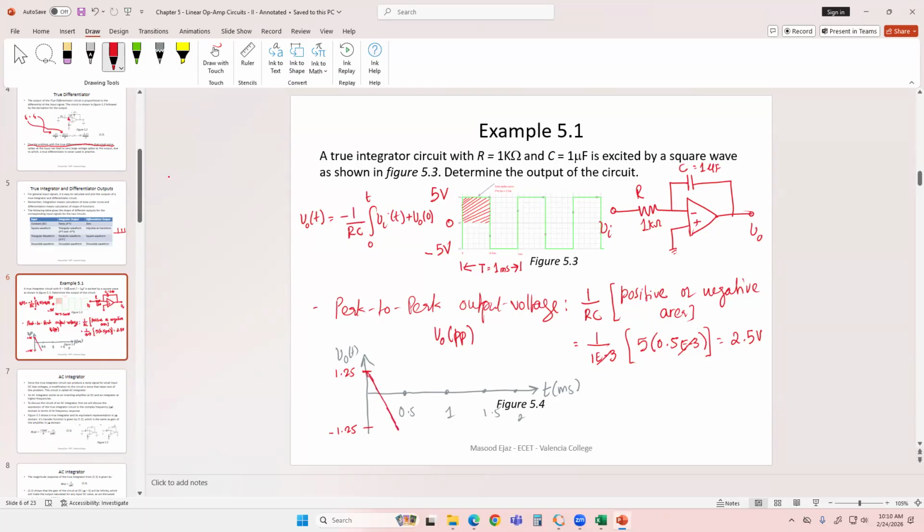So initially we have the positive value, 5 volt. So the slope at the output is going to be going down from 1.25 to negative 1.25 because peak to peak value is 2.5. And then it's going to be going up from 0.5 to 1. And then again, it's going to be going down, and then going up. And then this cycle, of course, will keep on going.